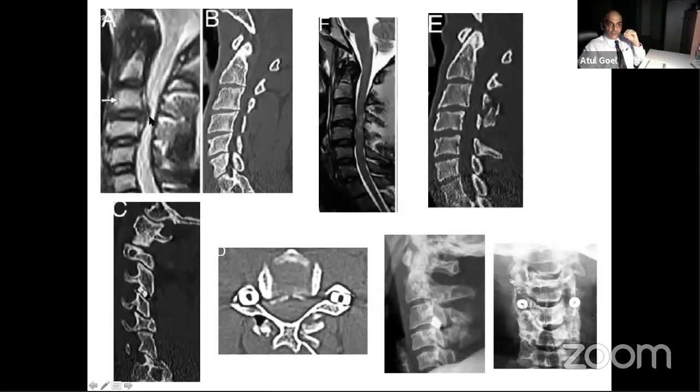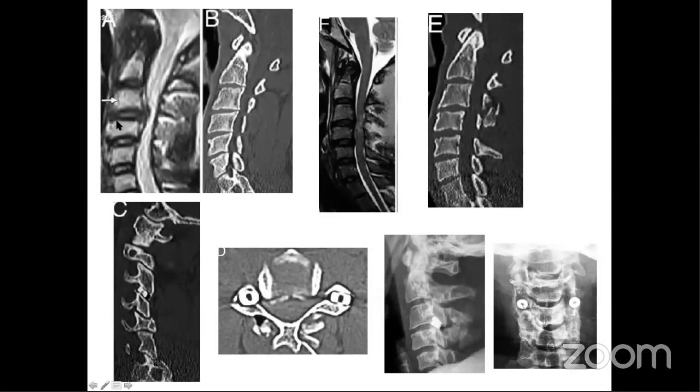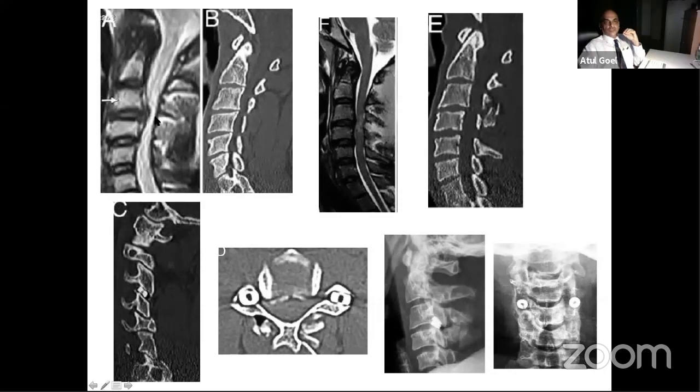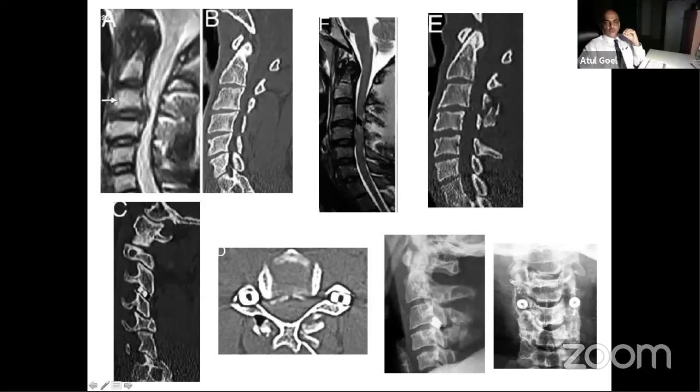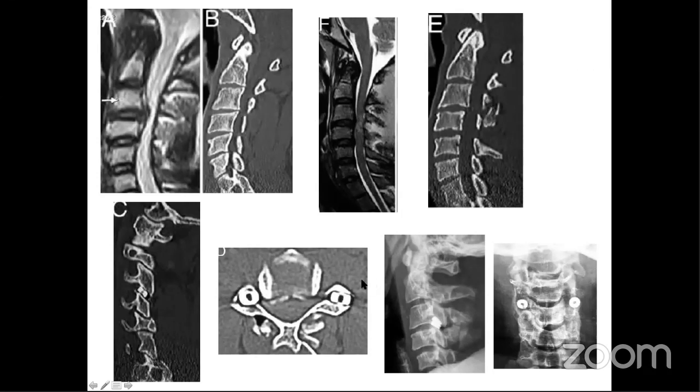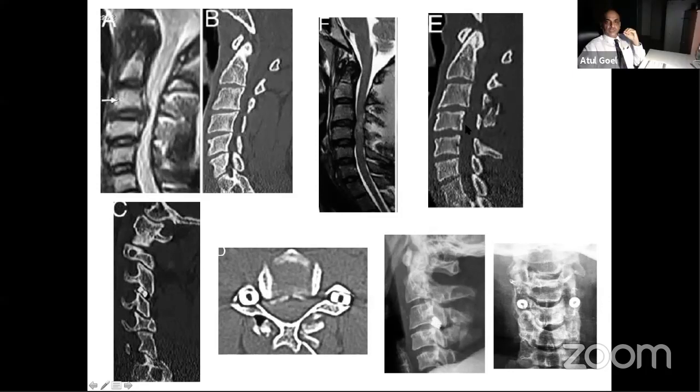This is another case. You see a large osteophyte. The whole world will come and remove this osteophyte. They say compression, compression, compression. There is no problem of compression. You see, this is post-operative. This is intra-articular spacer introduction, and the compression is gone.